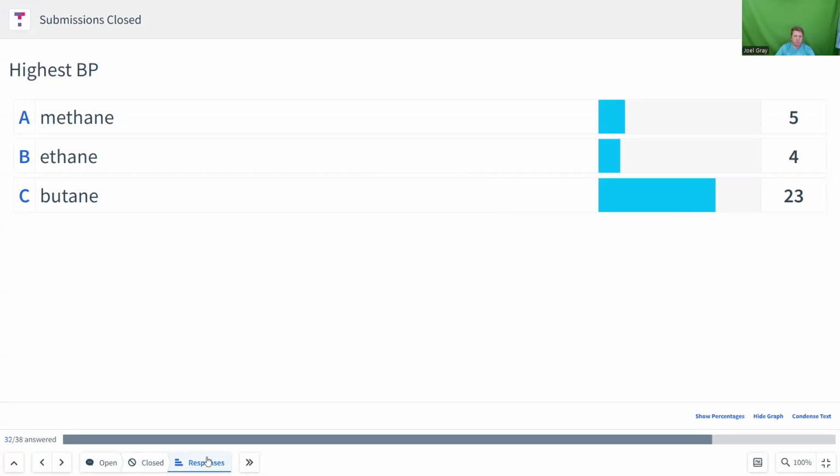So the correct answer is butane. Methane has 1 carbon, so the dispersion forces between the methane molecules are low. Butane has 3 carbons. Butane, as the largest molecule, is going to have the highest boiling point.